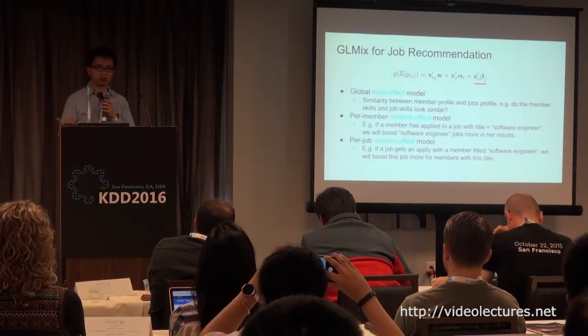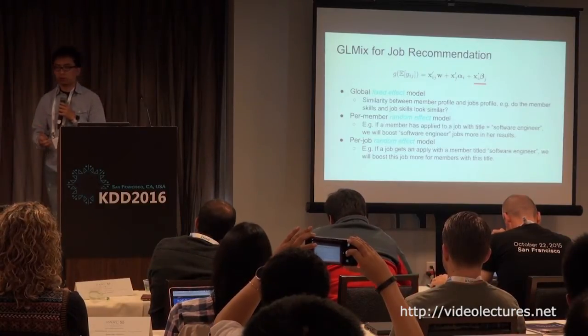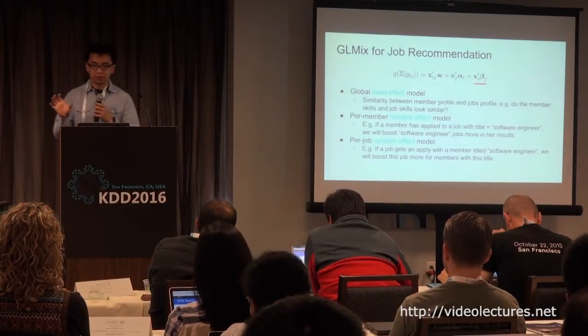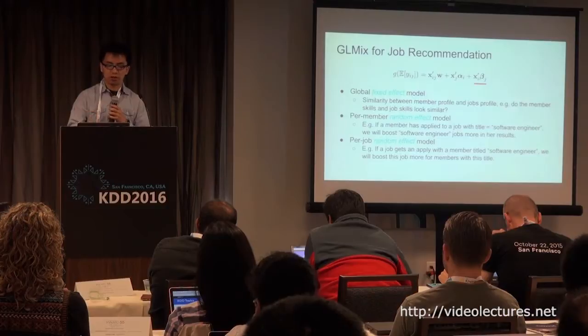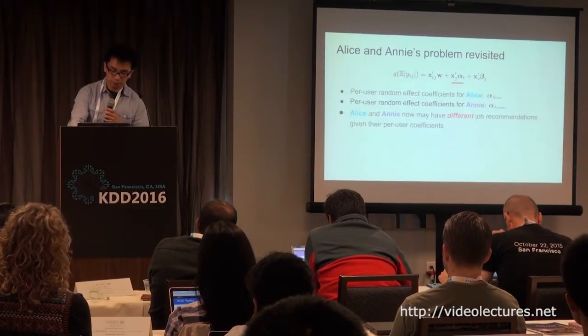For example, in ads prediction, we can have a per advertiser model, per member model, per query model, per keyword model, and per title model. So we have different types of random effect models that address different dimensions or granularities we found in the data that we found to be useful.